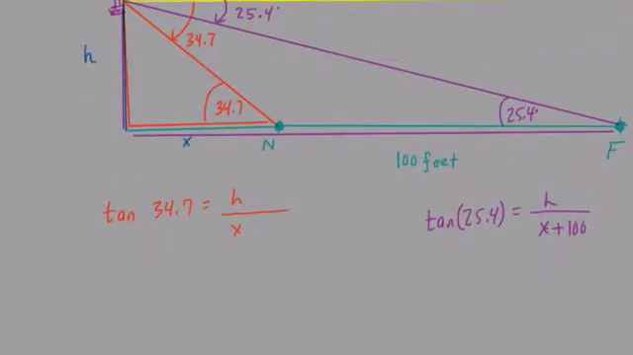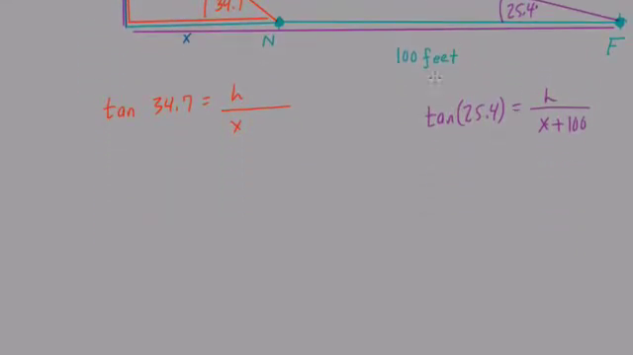And now we have two equations with two variables, h and x. That means we can solve for one of them. So we want to solve for the height. That's our goal. How high is the balloon? So in this equation, I'm going to multiply both sides by x. That will give me x times the tangent of 34.7 degrees equals our height, right? And over here, it's the same height.